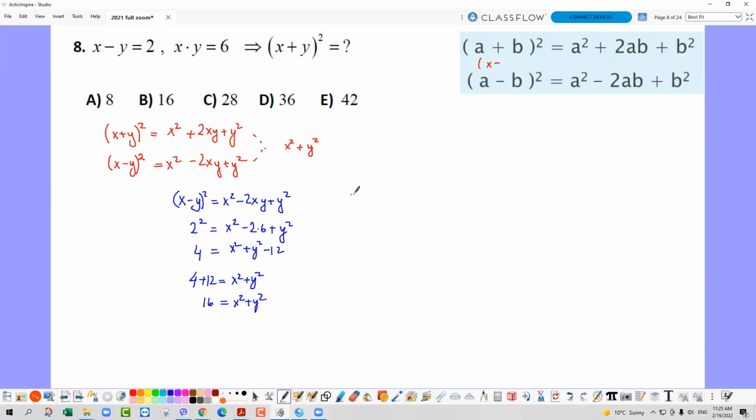So to find what (x plus y) squared is, as I told you, I need x squared plus 2xy plus y squared. In other words, I need x squared plus y squared plus 2xy. From the previous one, I found x squared plus y squared is equal to 16. And for 2 times xy, I know x times y is equal to 6. So 16 plus 12 is equal to 28. So (x plus y) squared is going to be equal to 28.